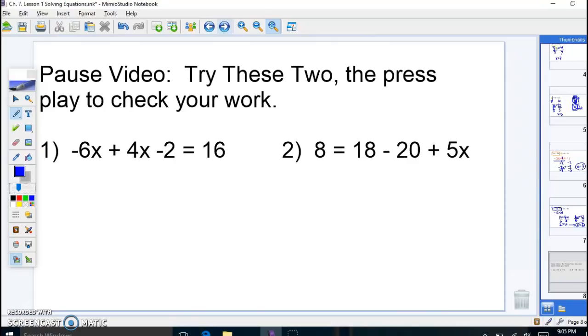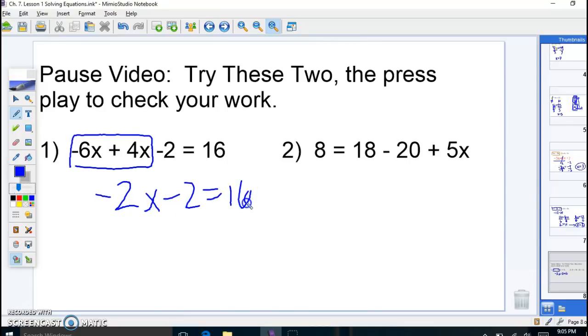Alright, now that you have solved the problems, I'll go ahead and start this one for you. So the first thing I need to do is combine my like terms of negative 6x plus 4x. That gives me negative 2x. I still have minus 2 and I still have equals 16. I have to reverse that negative 2, and the inverse to negative 2 is adding 2, so that cancels. I'm left with negative 2x equals 18.